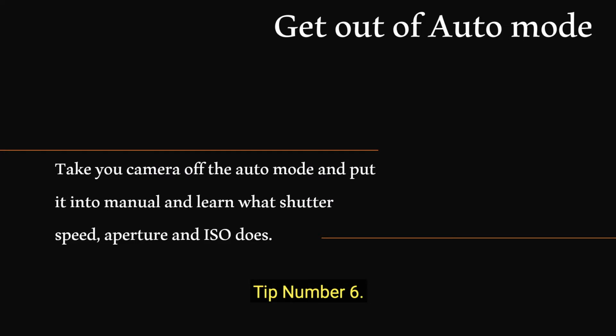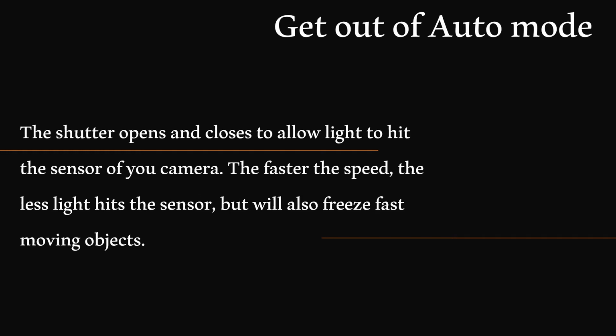Tip number 6, get out of auto mode. Once you've learned a bit about composition, you can take the camera out of auto mode and start controlling the light the way you want to. Auto mode gives you control over the shutter speed, the aperture, and the ISO. The shutter opens and closes to allow light to hit the sensor of your camera. The faster the speed, the less light that hits the sensor, but it will also freeze fast-moving objects.